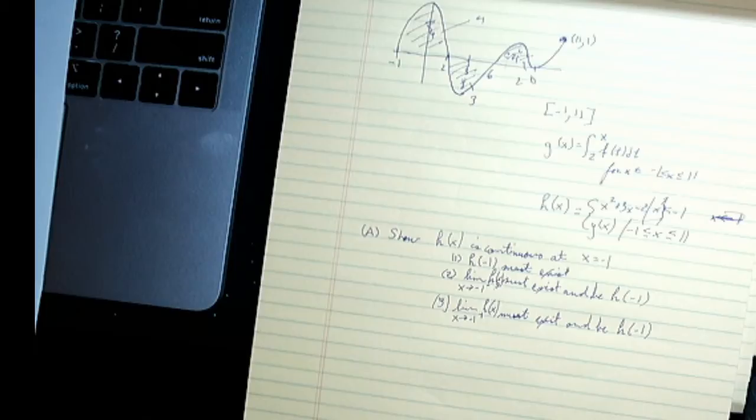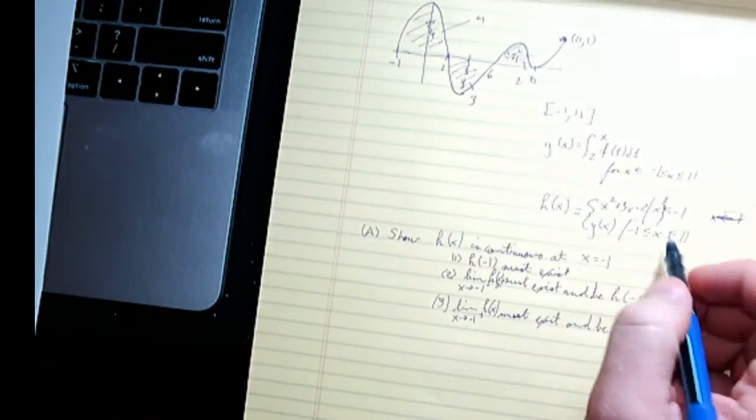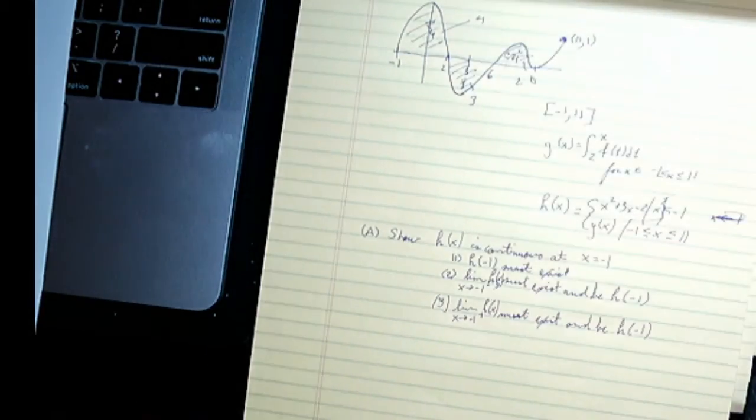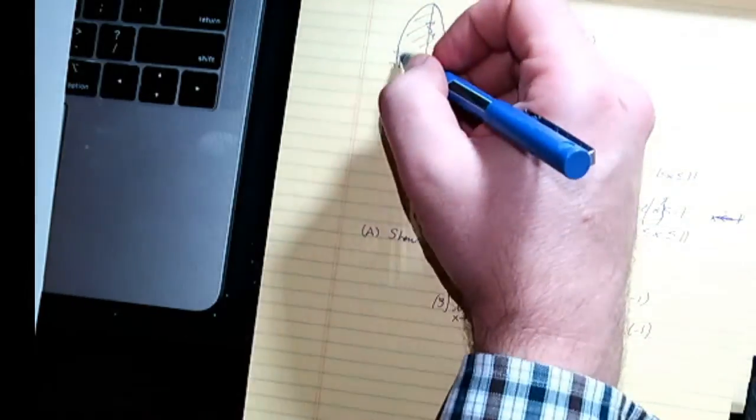Now, two of these are really obvious. First of all, h of minus 1 certainly must exist. Why? Because, well, we have a definition of it right here, and g of x is just the integral of a continuous function. It's obvious that f is continuous. You can see it. It's drawn there.